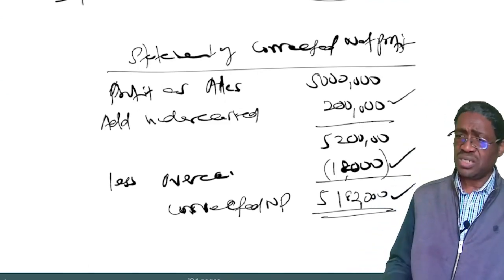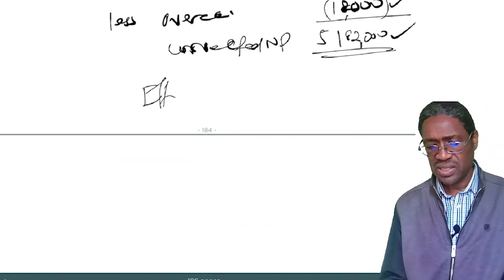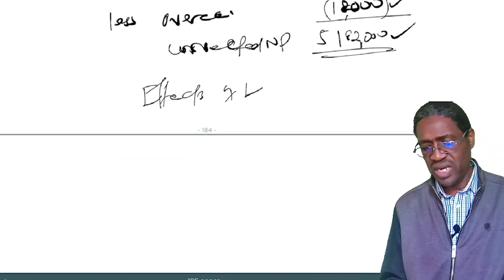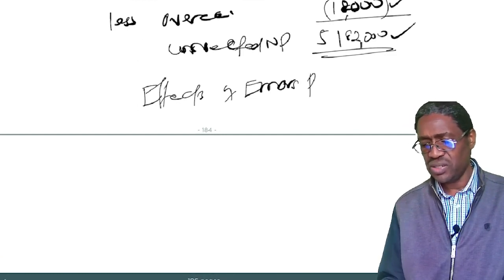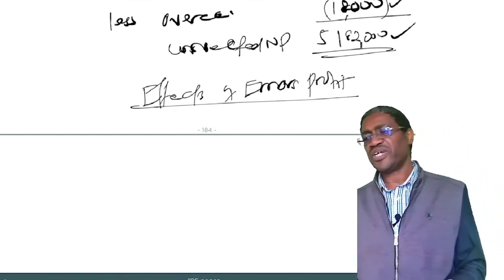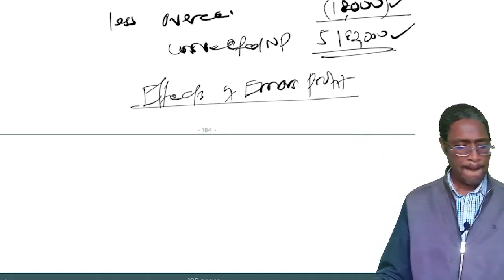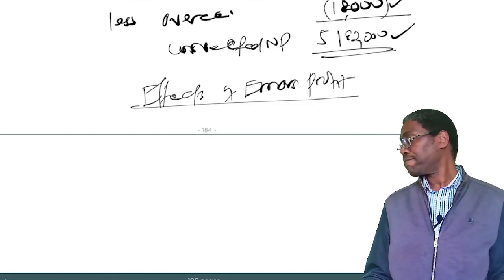So write somewhere below that, write somewhere effects of errors on profit. As a subheading, effects of errors on profit.